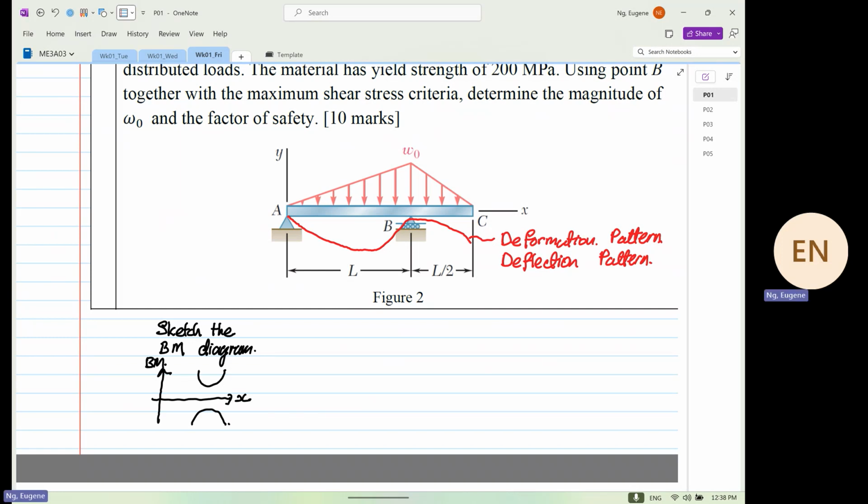So I'm going to sketch. I'm going to sketch from here. This is just a sketch, by the way.